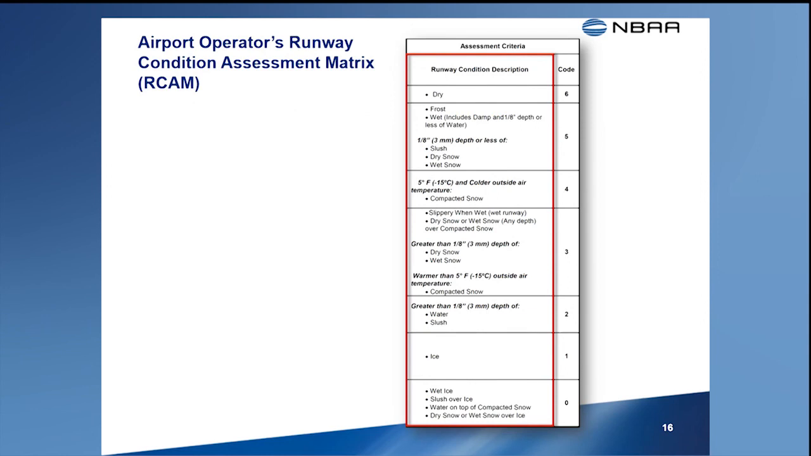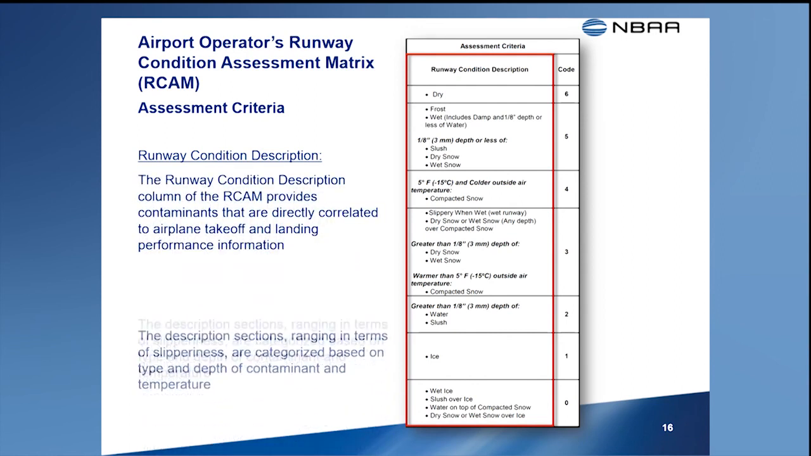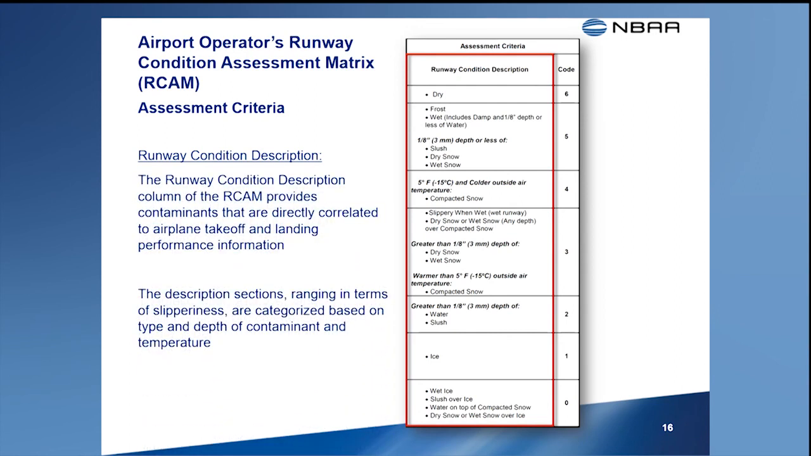Once airport operators assess the condition of the runway, they use the Runway Condition Assessment Matrix to determine what runway condition code should be assigned based on the observed contaminants. This provides the airport operator an initial idea of the slipperiness of the runway. The actual runway condition code that will appear in the field condition NOTAM is assigned by the FAA's NOTAM system based on the runway conditions reported by the airport operator.